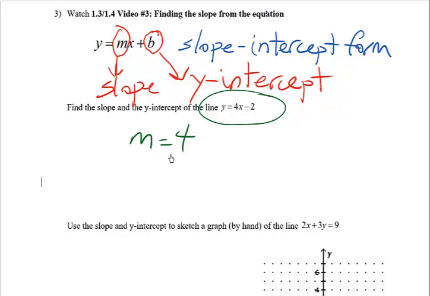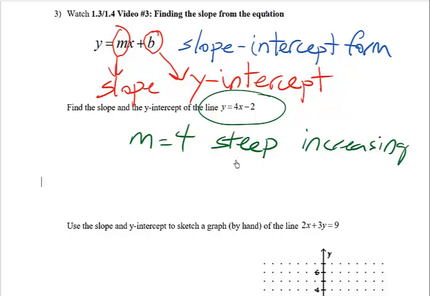By the way, that tells me a few things about this line. Would this line be more on the steep side or more on the flat side? Well, 4 is a lot bigger than 1, which means this line would be kind of steep. How about increasing, decreasing, horizontal, vertical? What type of line are we talking about here? Well, the slope is positive, and we've already learned that if the slope is positive, it means that our line is increasing. It's going upward from left to right.